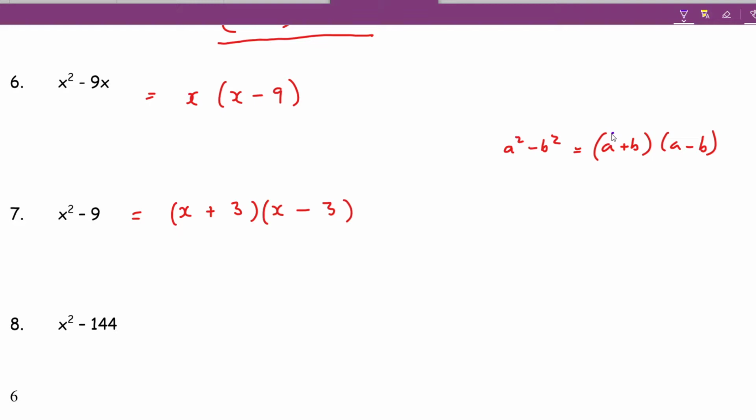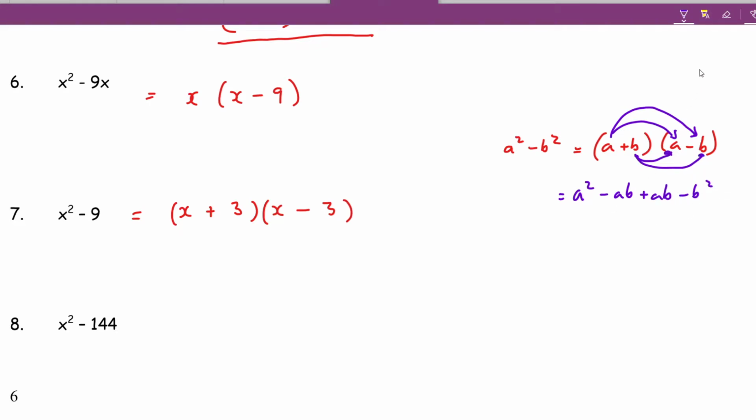So why does this work? A times a, you get a squared. Now a times minus b is minus ab. b times a is positive ab. Always remember to write it in alphabetical order. And b times minus b is minus b squared.